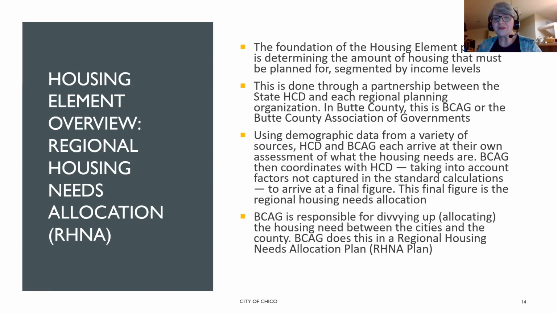BCAG then coordinates with HCD, taking into account factors that might not be captured in the standard calculations that the state has established, to arrive at a final figure. This final figure is the Regional Housing Needs Allocation. BCAG is then responsible for divvying up or allocating this total housing need between the cities and the county. And BCAG does this in a Regional Housing Needs Allocation Plan.